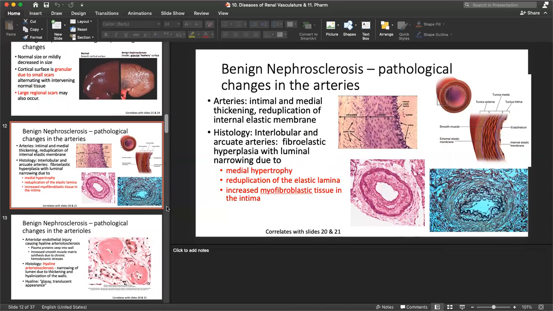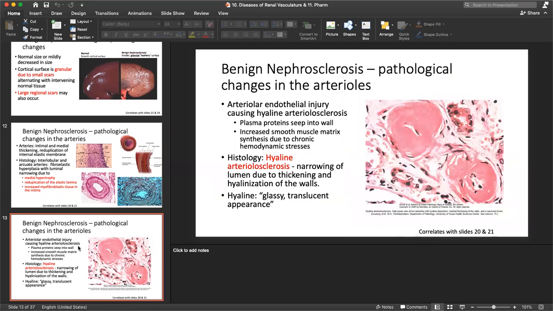Okay, so here's our pathological changes to the arteries. We're going to have medial hypertrophy. And this is the thing that I would remember for this. We'll have medial hypertrophy, and then we'll have reduplication of the elastic lamina. And you can see these wavy lines, so that's our elastic. And it's going to increase the myofibroblastic tissue in the intima. So those are things that I would probably know. Okay.